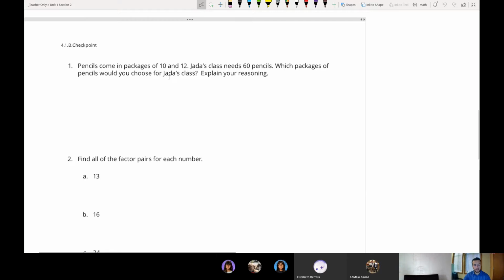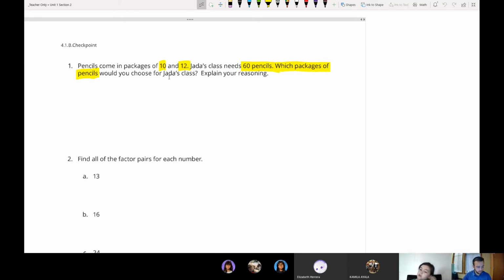So pencils come in packages of 10 and 12. Again, as I go through these, I like to highlight. So they come in packages of 10 and 12. Jada's class needs 60 pencils. So the question that we're trying to answer is, which packages of pencils would you choose for Jada's class? Which package would you choose, 10 or 12?